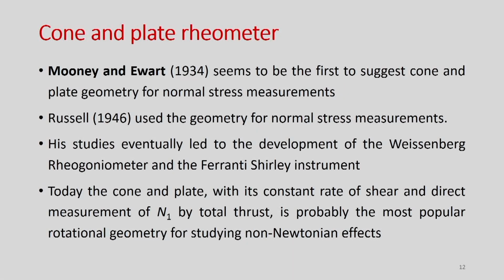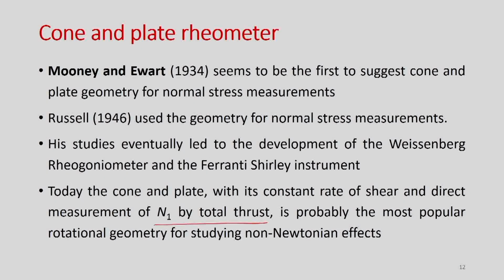Cone and plate rheometer: this geometry seems to have been first proposed by Mooney and Ewart, and then Russell used this geometry for measuring the normal stress also. From this study eventually the development of the Weissenberg rheogoniometer took place, and then the Ferranti-Shirley instrument was also developed based on these studies. Today the cone and plate viscometer with constant rate of shear and direct measurement of first normal stress by total thrust is probably the most popular rotational geometry for studying non-Newtonian effects.